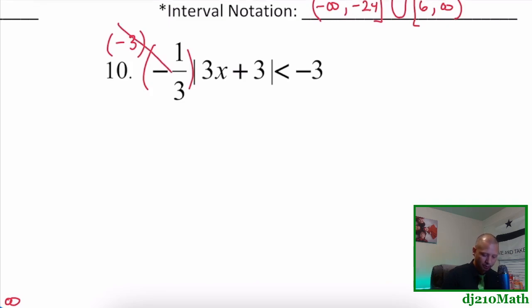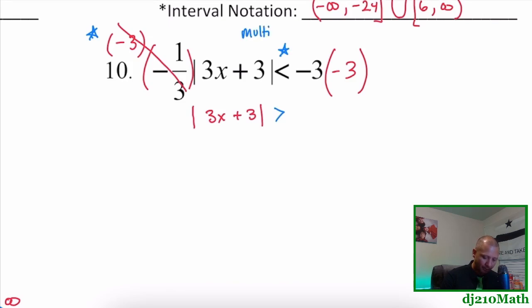3 times 1/3 also goes away. Cancels. What I do to one side, I have to do to both sides. So if I multiply the left by negative 3, I have to multiply the right by negative 3. So we get the absolute value of 3x plus 3. Now, I multiplied by a negative, right? We multiplied by negative 3. So when we multiply by negative 3, we have to flip the sign when you multiply by a negative. This is going to be greater than, right? We multiplied by a negative. Flip the sign.